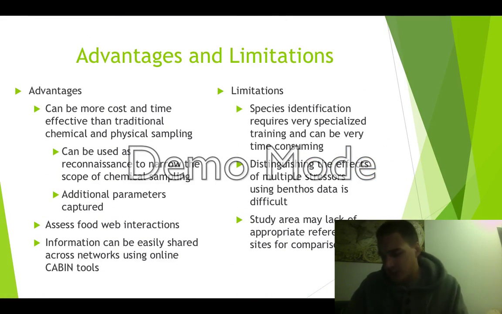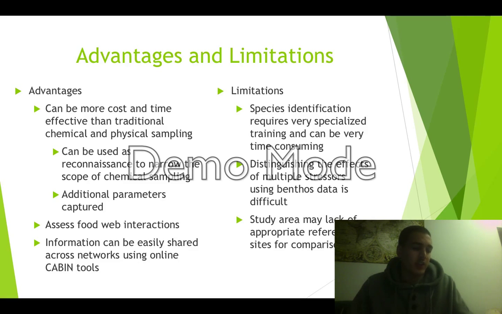Now, there are several advantages to using benthos in this matter. For one, sampling benthos can be more cost and time effective than traditional sampling, as there's the ability to measure cumulative impacts in the environment, including impacts from contaminant pulses and chemical interactions. Also, the composition of the benthos community can be useful in narrowing the scope of chemical sampling in some situations, so for reconnaissance. As well, other stressors such as the presence of exotic species, habitat degradation, and fluctuations in water quantity can also be captured while sampling for benthos. Benthos data is also helpful for food web interactions, and lastly, the information derived can be shared across networks using CABIN tools and databases.